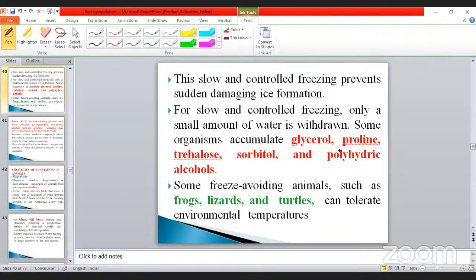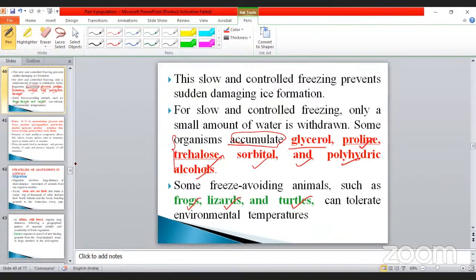Some organisms accumulate, as we already discussed, glycerol, proline, trehalose, sorbitol, and polyhydric alcohol. These are very, very important molecules to accumulate in the living organism. Then only can it escape from the cold temperature. Some freeze-avoiding animals such as frogs, lizards, and turtles can tolerate environmental temperature.